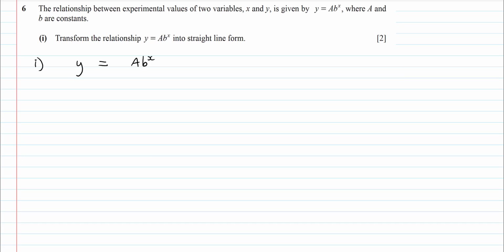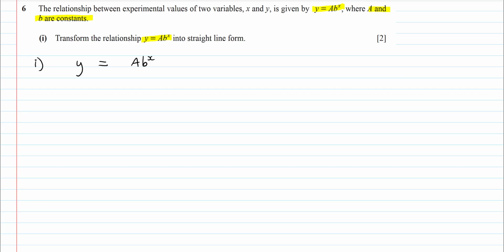Question 6. For part 1, we're given the relationship between experimental values of two variables, x and y. It's given by y is equal to a times b to the power of x, where a and b are constants. So for this part, we need to transform the relationship, y equals a times b to the power of x, into straight line form.